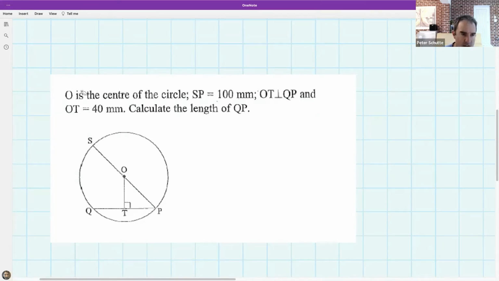What does it say here? O is the center of the circle. So I've got the center of the circle. SP, what's special about SP? SP goes through the center, so it's a special type of circle. OT is perpendicular to QP, and OT is 40. Now, if that is what we know, this bit over here is 40. Now, we know there's a line from the center perpendicular to the chord. So do we know anything about this bit?